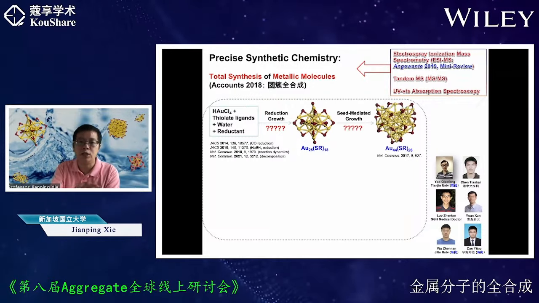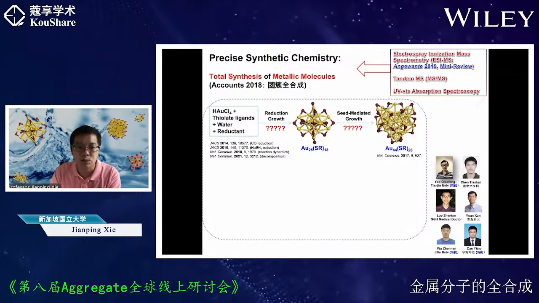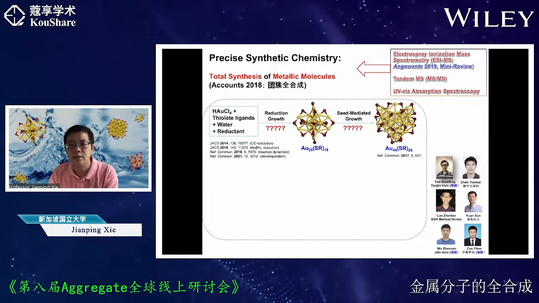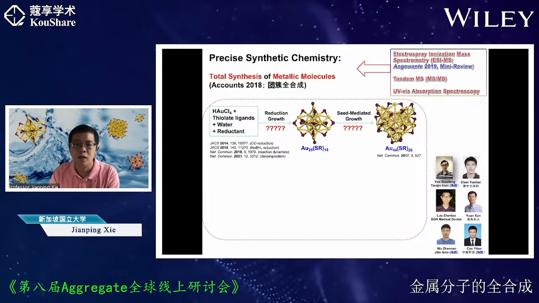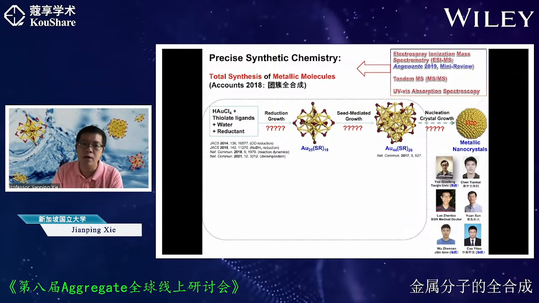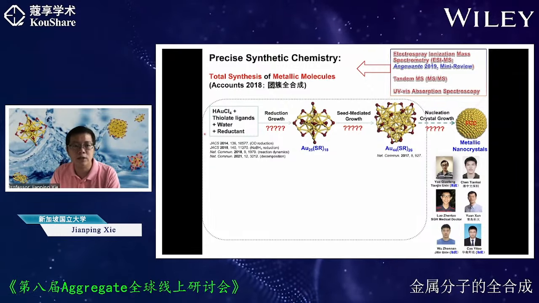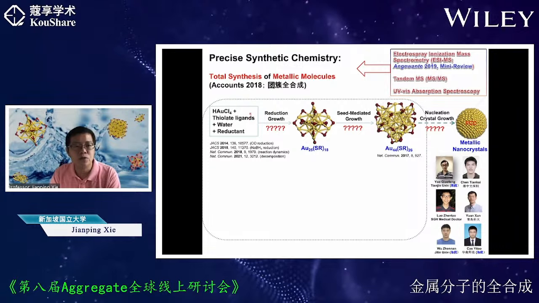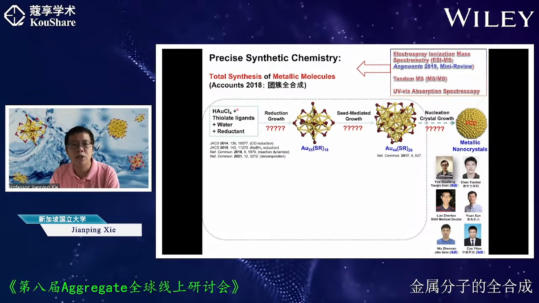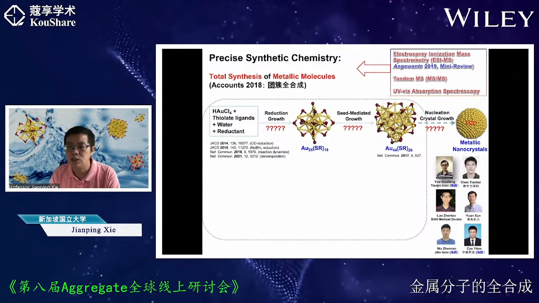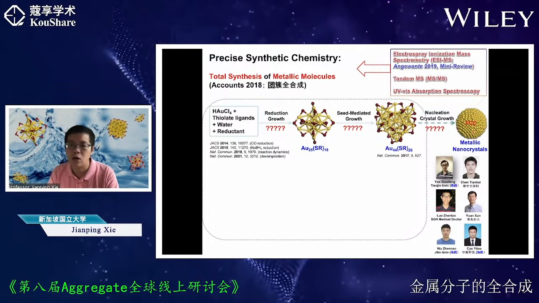We can go further, similar to organic molecules. We can use a small cluster as a seed and then further grow a larger cluster, like this Au44. So we are trying to understand the seed-mediated growth. We can go further to form very large crystals. So from this line, we are trying to understand the path from precursors, to small clusters, to large clusters, and finally to large gold nanocrystals.